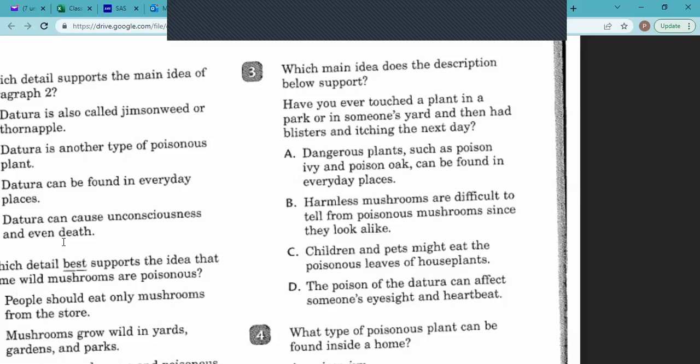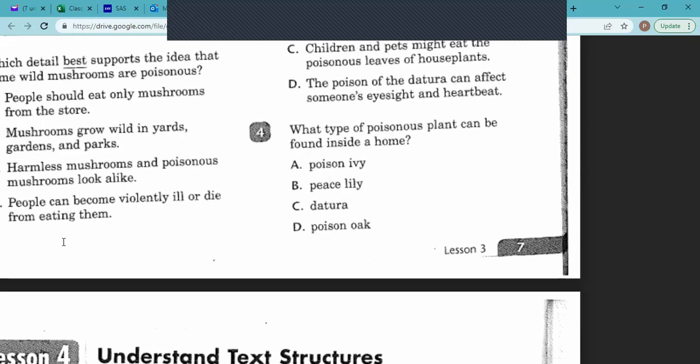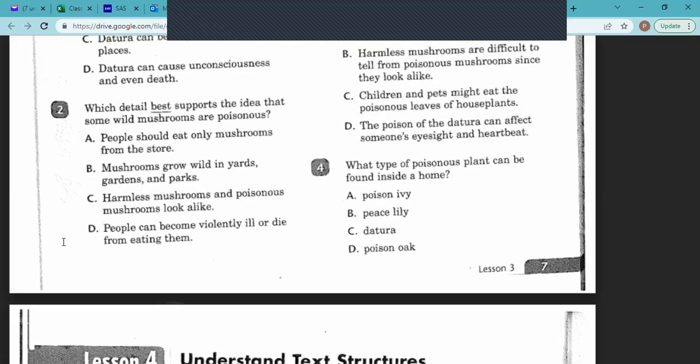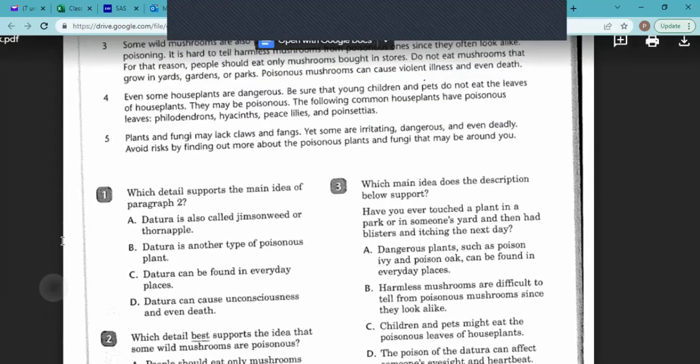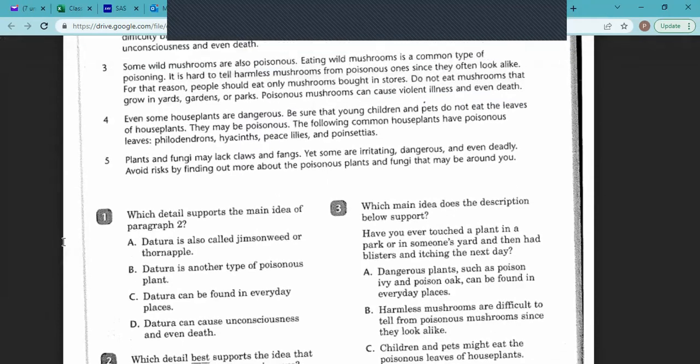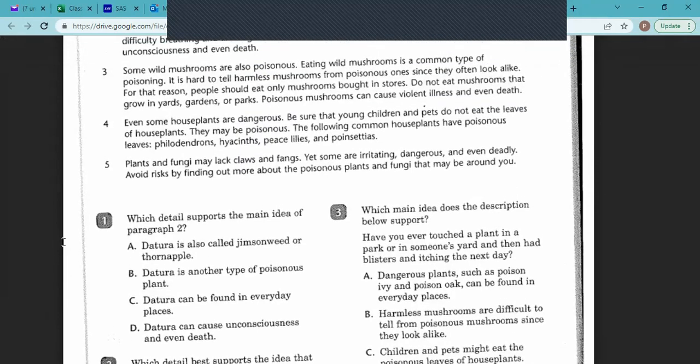Okay. Number four, which type of poisonous plant can be found inside a home? Is it poison ivy, peace lily, datura, or poison oak? So I'm going to scroll up so you can look through these, the paragraph above. Which type of poisonous plant can be found inside your home? I want you to pause your screen and take a look.